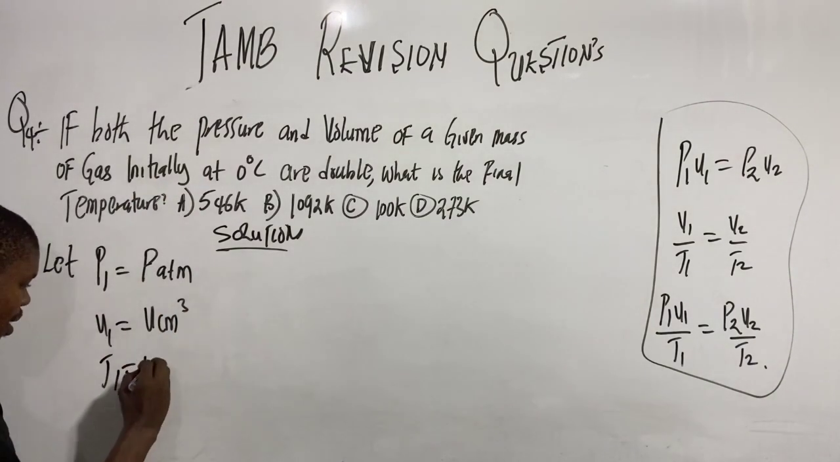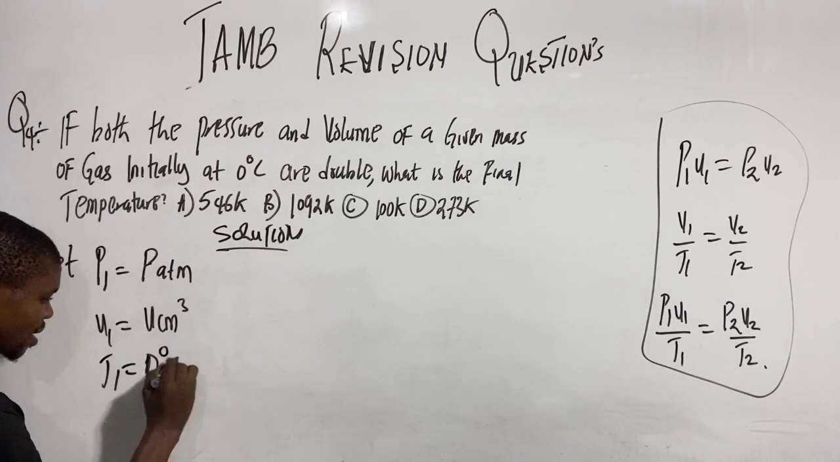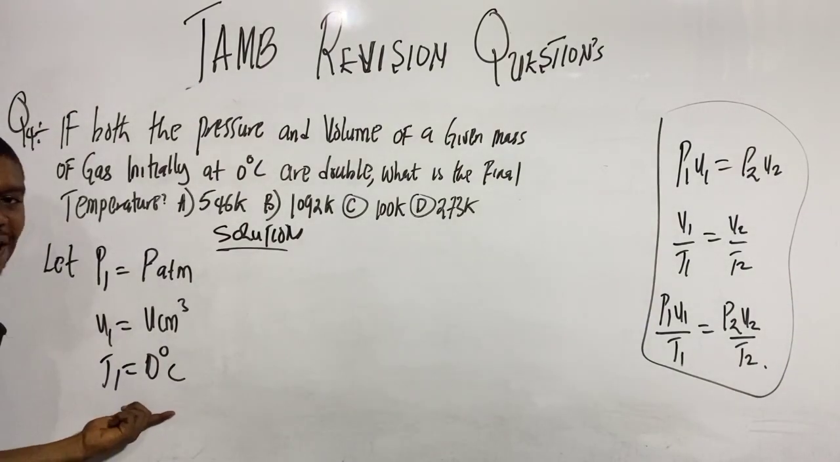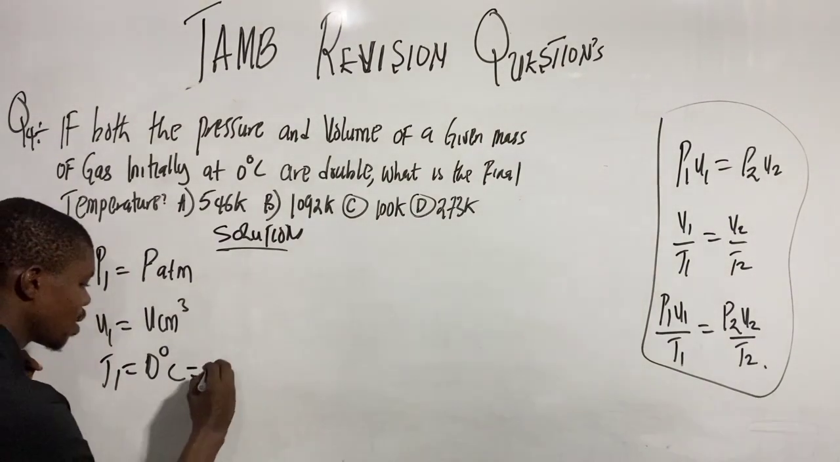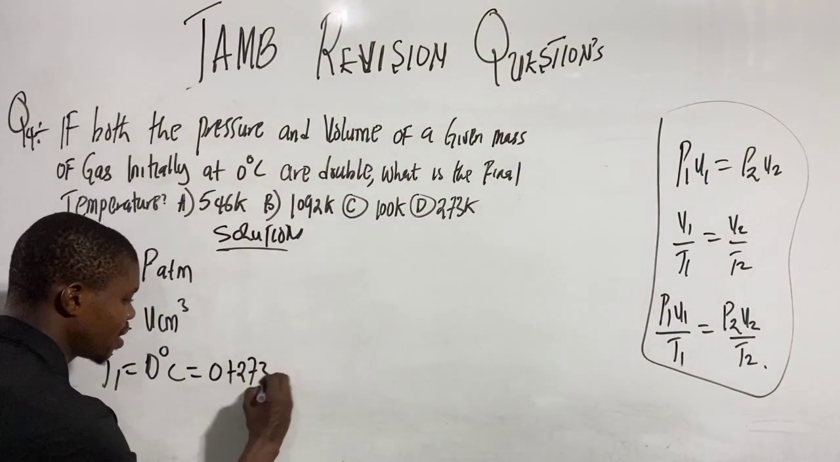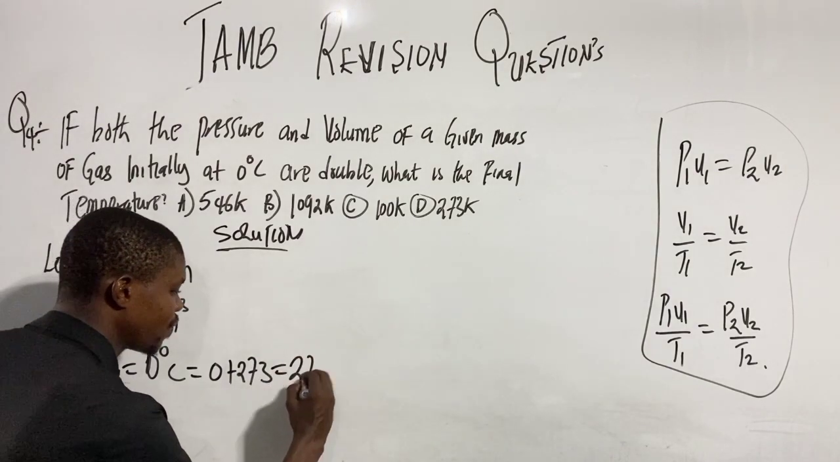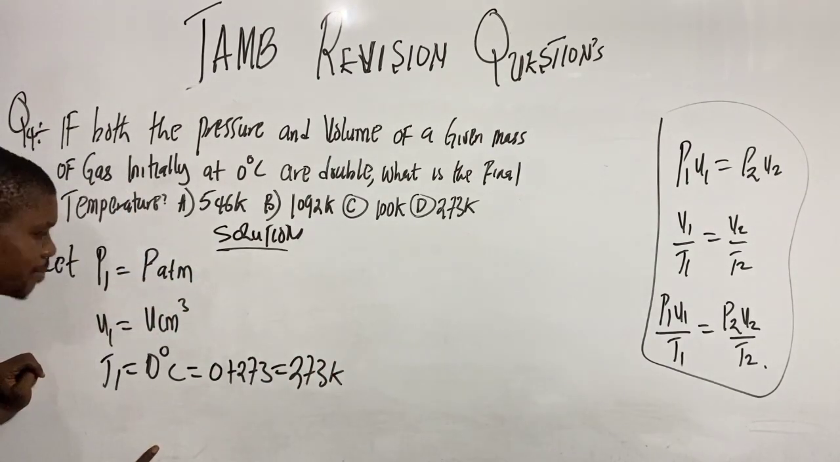T1 equals 0 degrees centigrade. Remember, I'm going to convert this temperature to Kelvin by adding 273. It means that 0 plus 273 is equal to 273 Kelvin. Hope you understand.